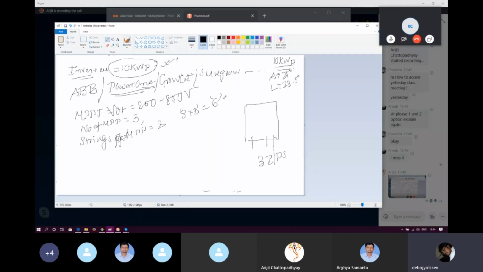Right? For every string, that means the number of modules we are putting in series, the voltage we should maintain is 250 to 850. The maximum number of strings we can use is 6, and the total voltage range should be between 250 to 850. Fine. Let us check other parameters.